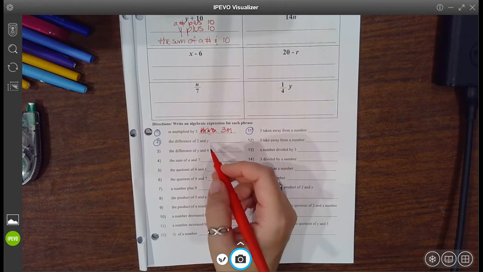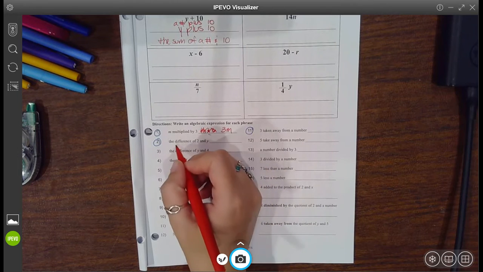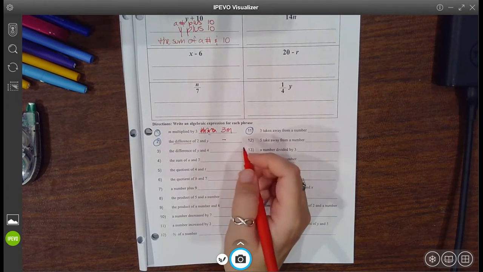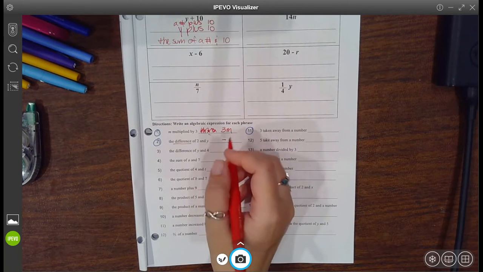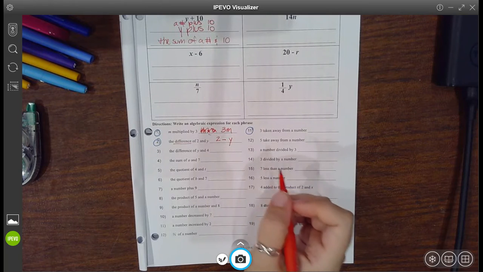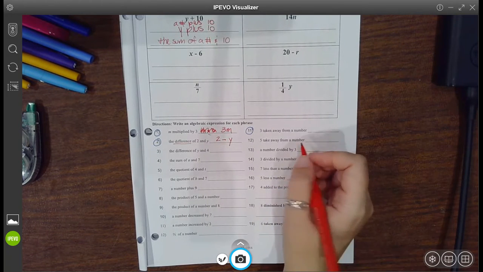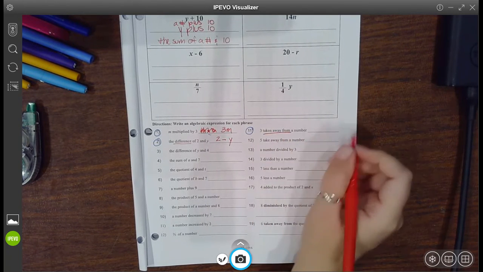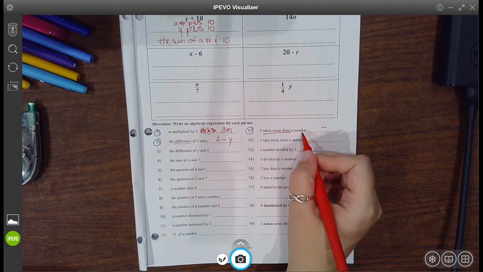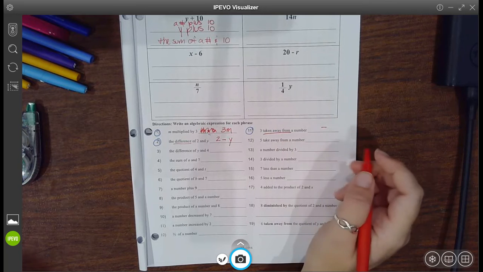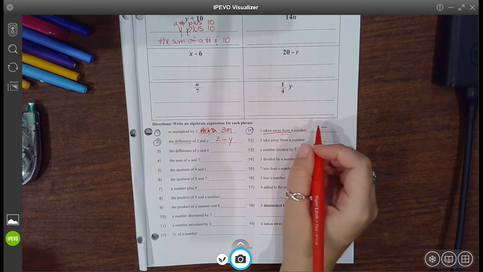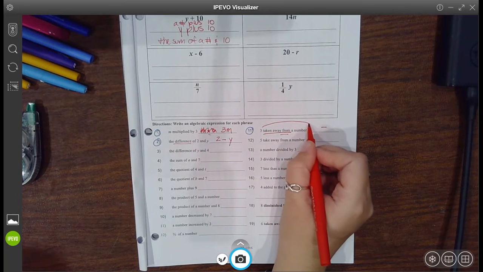The difference of 2 and a number. Difference means subtract. Now, is it 2 minus y or y minus 2? When you see the word difference, it's in the order it comes. You're going to say 2 minus y. Now, taken away from. We know that that's subtraction, but is it 3 minus a number n, or is it n minus 3? Well, if you see take away from, that actually changes the order and moves that to the back.